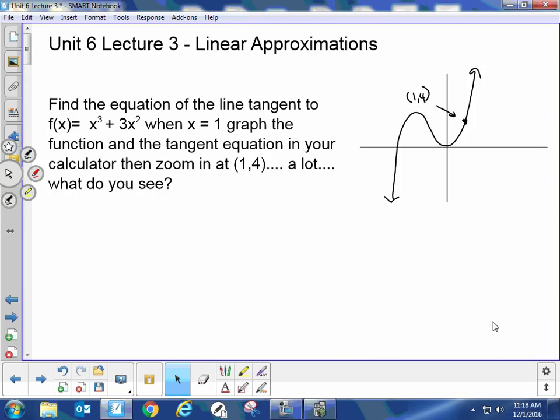All right, I want you to find the equation of the line tangent to x cubed plus 3x squared when x equals 1. Then I want you, in your calculator, to graph that function x cubed plus 3x squared, as well as that tangent line, and zoom in a lot. And tell me what you see when you zoom in a lot at (1, 4). Go.